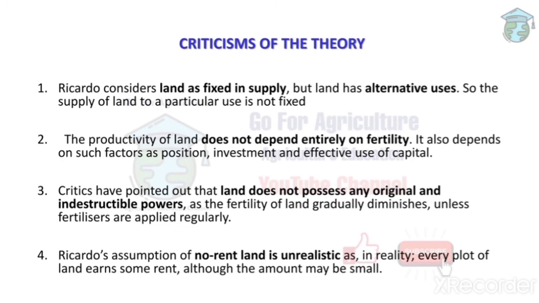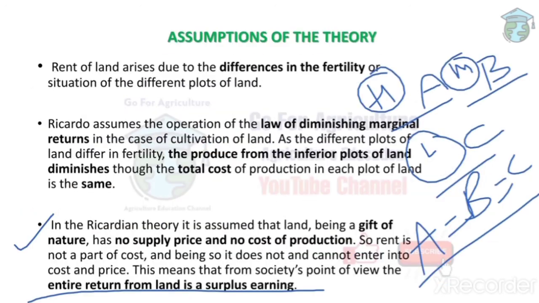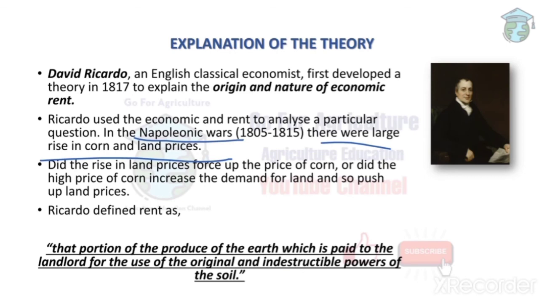ठीक है. So if I say what is the moral of the story, Ricardo is completely or solely focused on fertility only. He said land has a fixed supply, मतलब supply तो fixed होगा, and the second is land rent completely depends on fertility, लेकिन land has alternative uses also, and the third is he said that land has an indestructible power. जैसे you can see in this one.